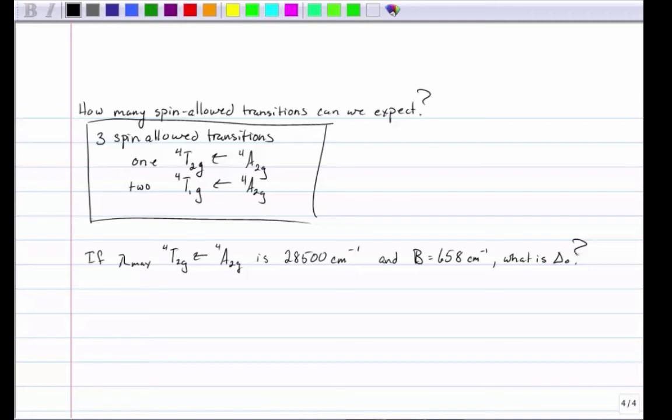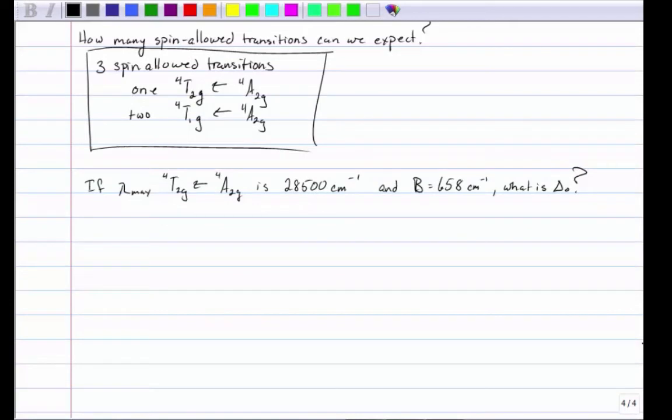So this is something you can actually read directly off of the Tanabe-Sugano diagram. So look at that Tanabe-Sugano diagram for D3. How would you figure this out? If I gave you the lambda max, or the energy of the transition, and I give you the Racah parameter, how can you find the delta? So we're looking for delta.